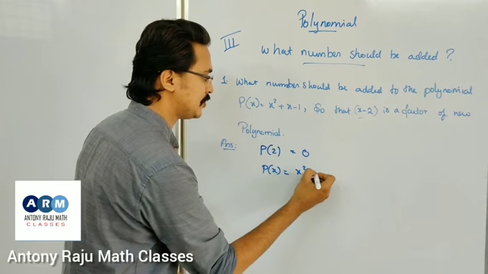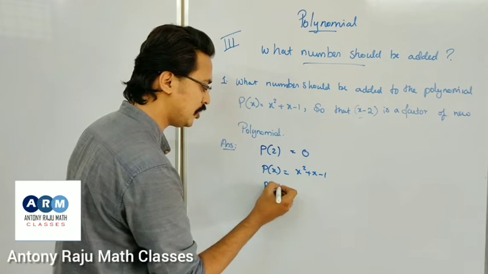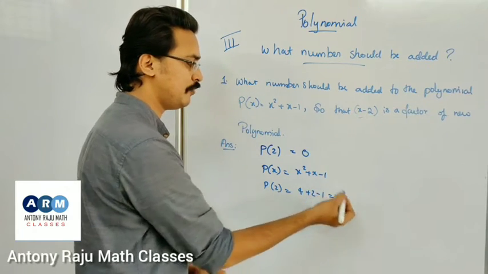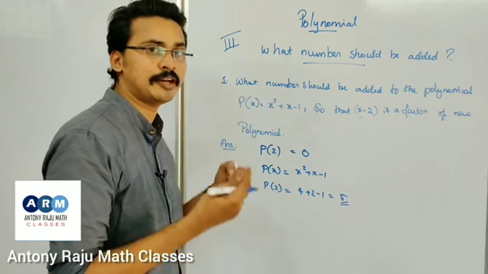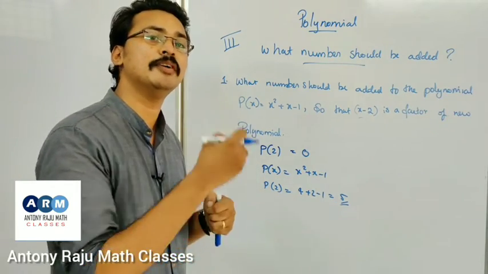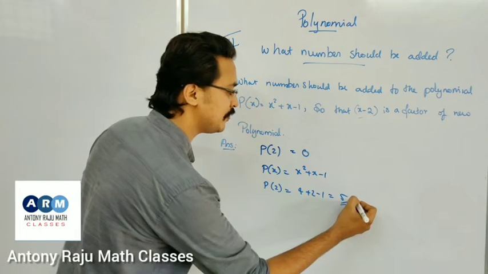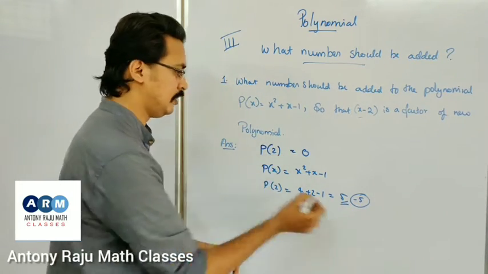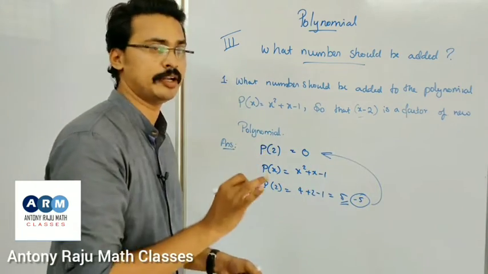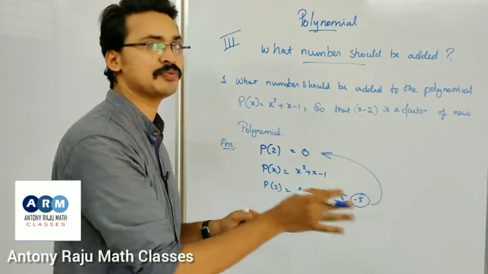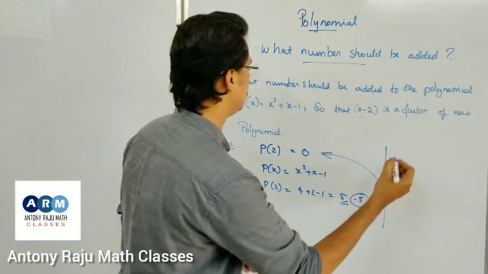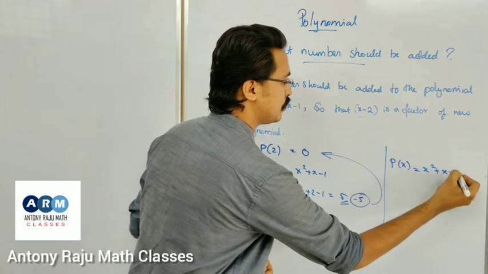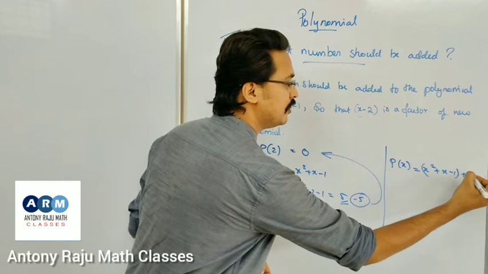x square plus x minus 1, and applying the number 2 here we get 4 plus 2 minus 1, that is 6 minus 1, which is 5. So the remainder is 5. To make it 0, the number to add is minus 5. So the new polynomial is p of x equal to x square plus x minus 1 minus 5.